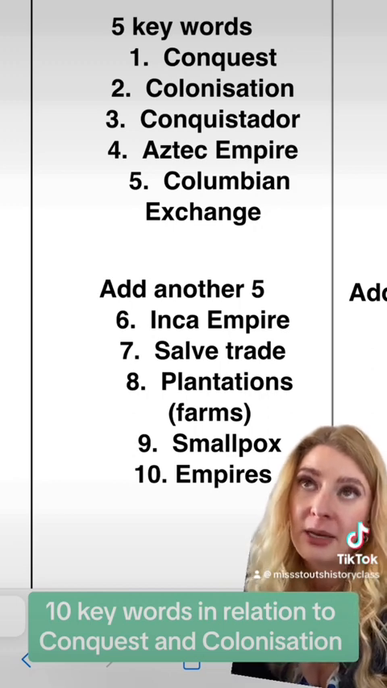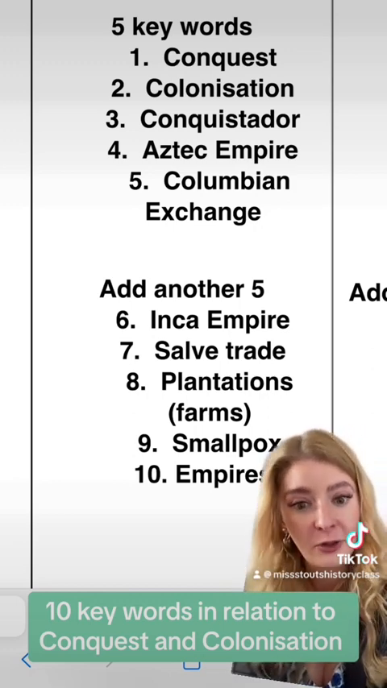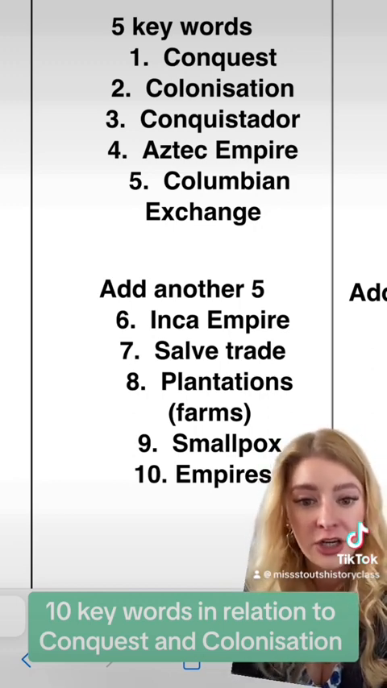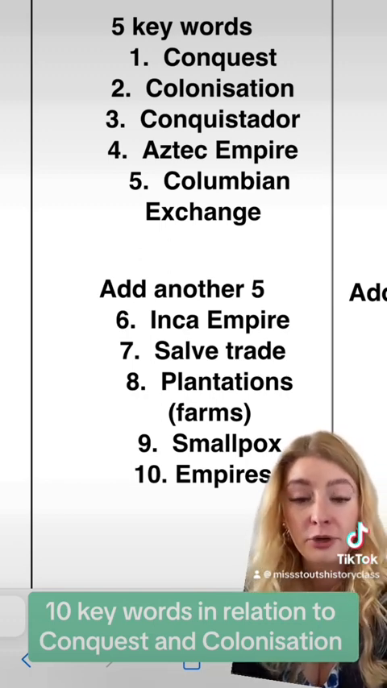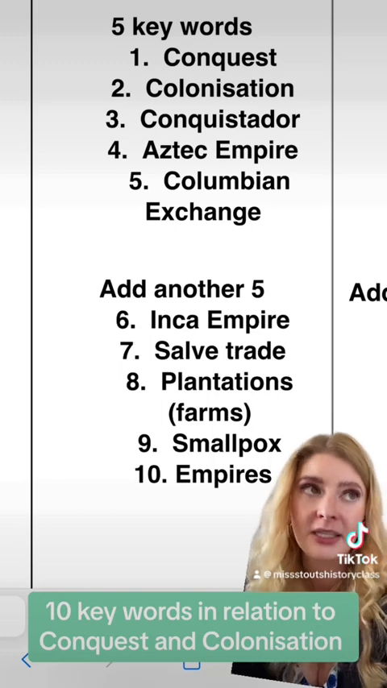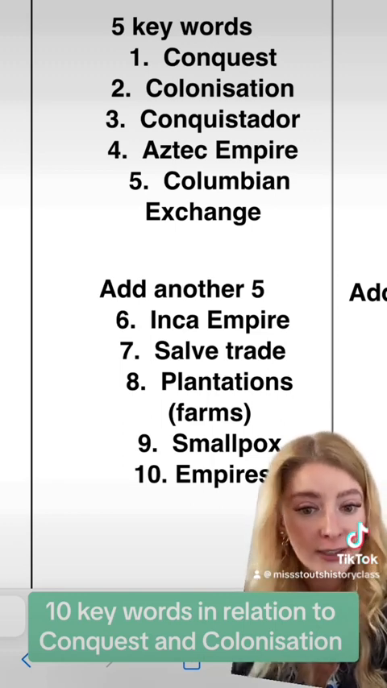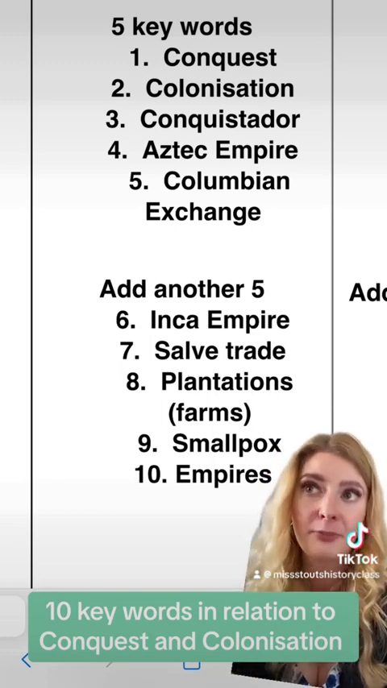Empires refer to your large territory, all the areas under your control. So after the Age of Exploration, Spain had a very large empire all around the world. Portugal had a very large empire. England had a very large empire.